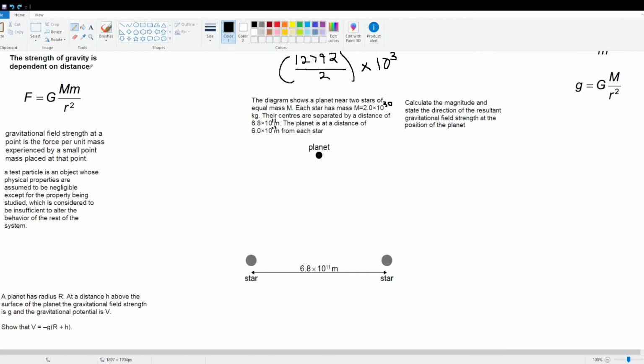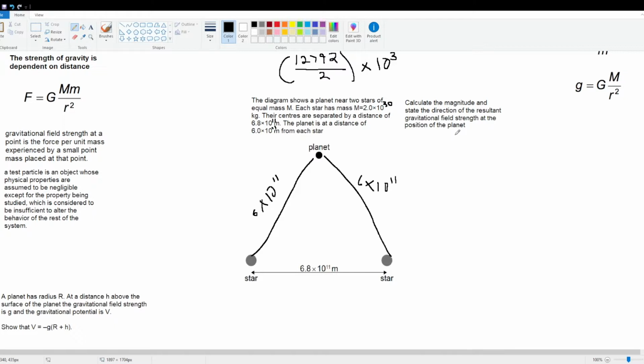Okay, so we know, oh my goodness, I'm trying to draw a straight line. There we go. So both these lines here are 6 times 10 to the power of 11 meters. Okay, we know that much. And now what we're trying to find here is calculate the magnitude and state the direction of the resultant gravitational field strength at the position of the planet.